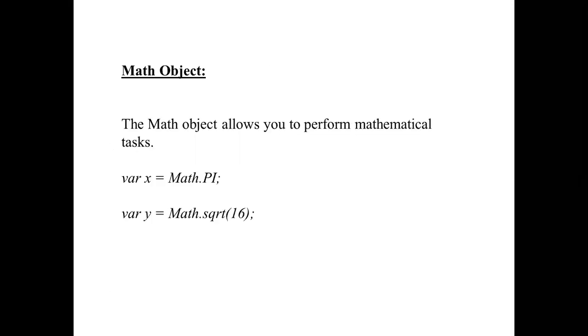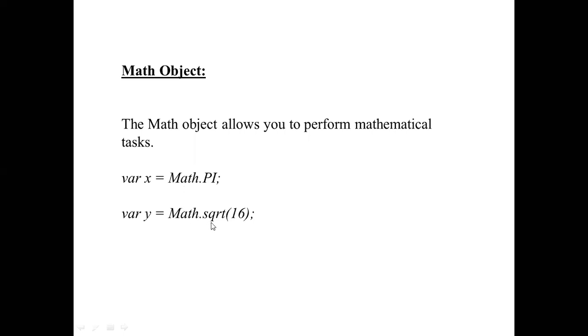Next one, the Math object. The Math object allows you to perform mathematical operations. It provides a number of properties and methods to work with number values. There is no need to create a Math object. For example, var x = Math.PI. PI is a property on the Math object, so it returns the value x = 3.14.